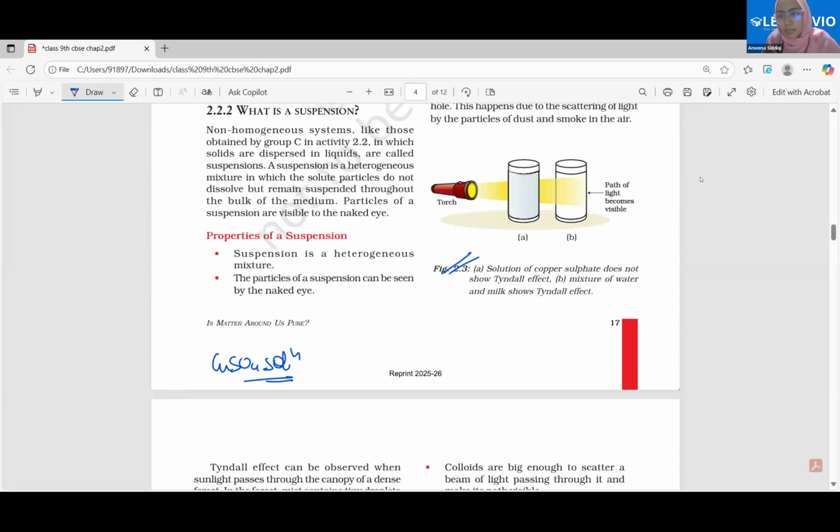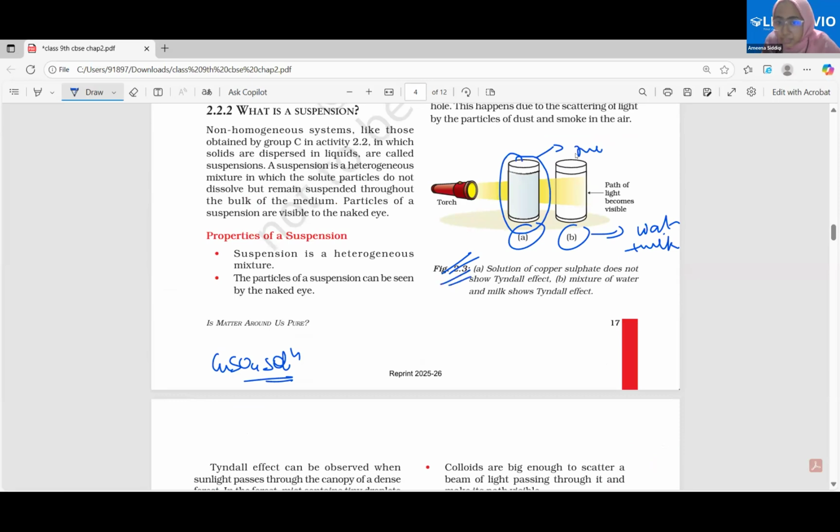If you study this diagram carefully, A is the copper sulfate solution, and B is, I think, chalk solution or something like this. Water and milk, okay. The first one is not even showing the Tyndall effect. Therefore, it's a true solution. Therefore, it's a homogeneous mixture.